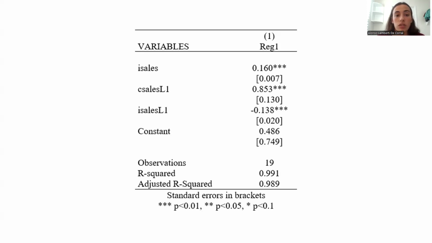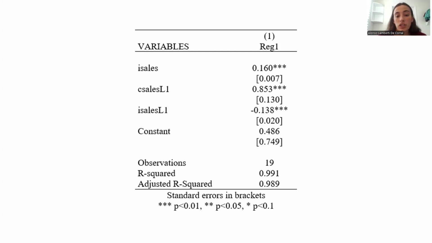Then a 1 year increase in company sales in period T minus 1 is associated over time with a 0.853 increase in company sales over time, on average, holding all else constant. And finally, a 1 year increase in industry sales in period T minus 1 over time is associated with a decrease of 0.138 units of company sales over time on average, holding all else constant. The variable constant here is not relevant. It's just a mathematical number.